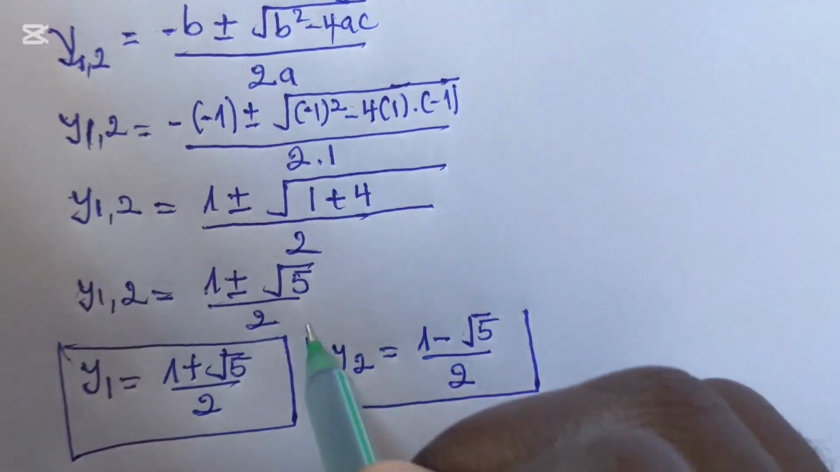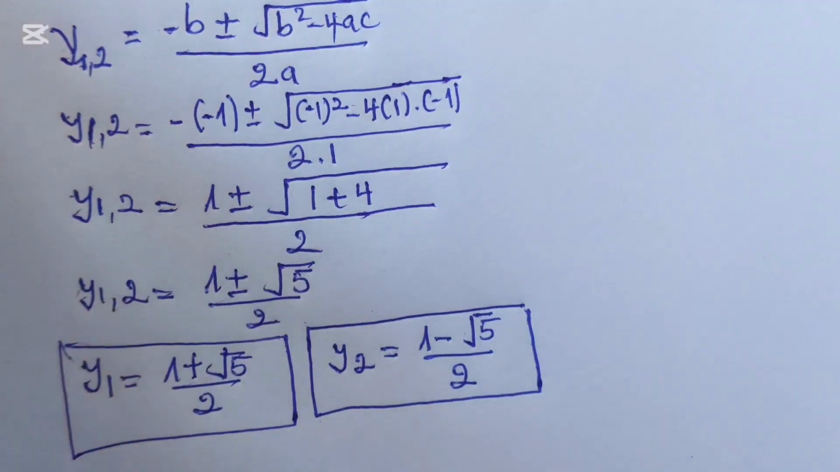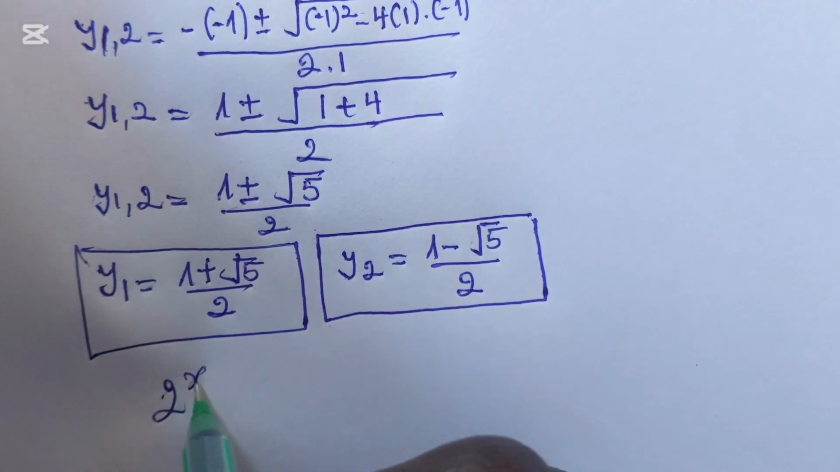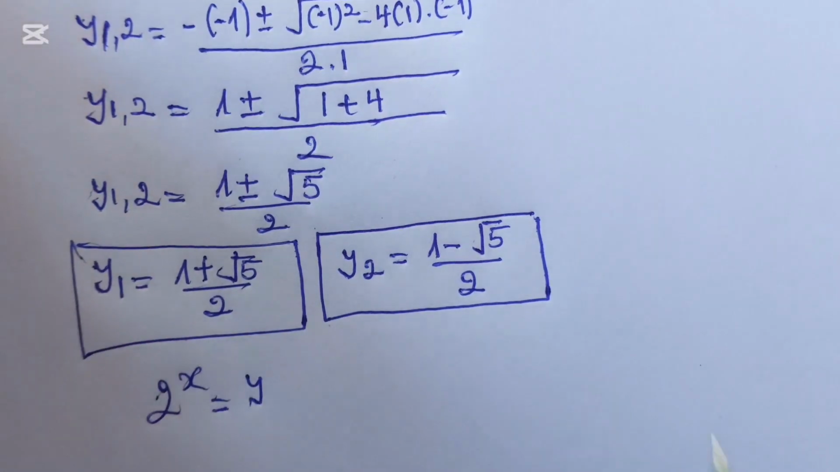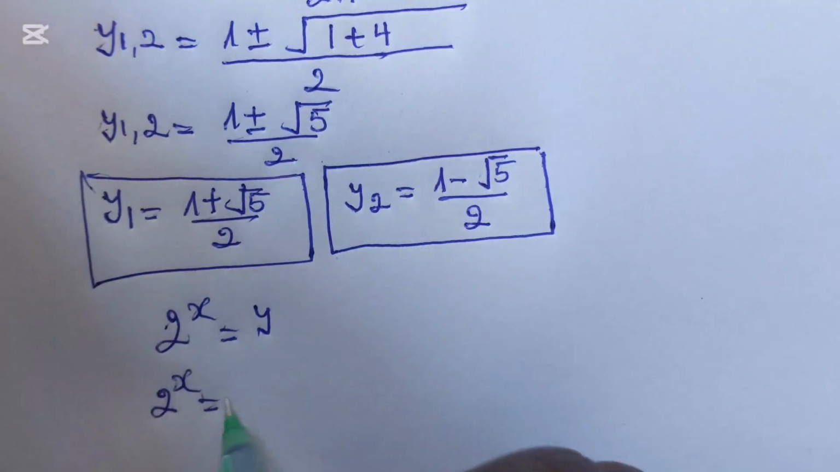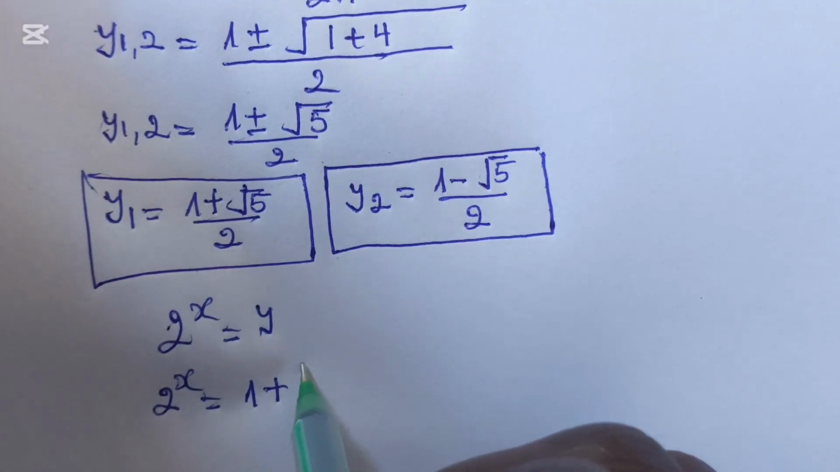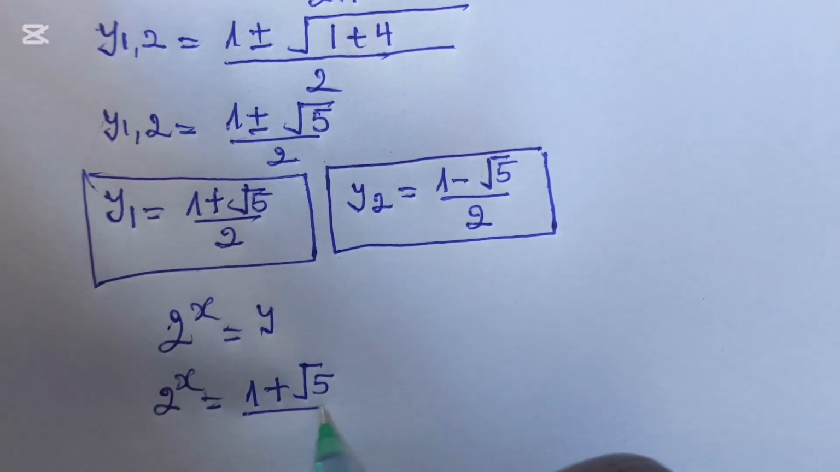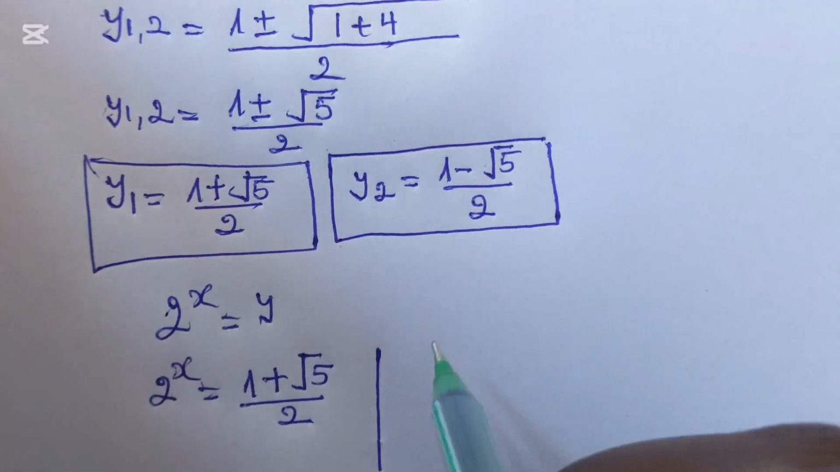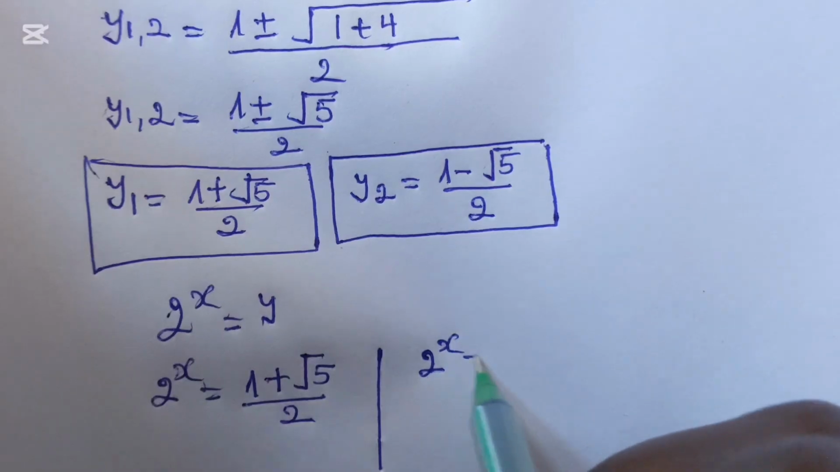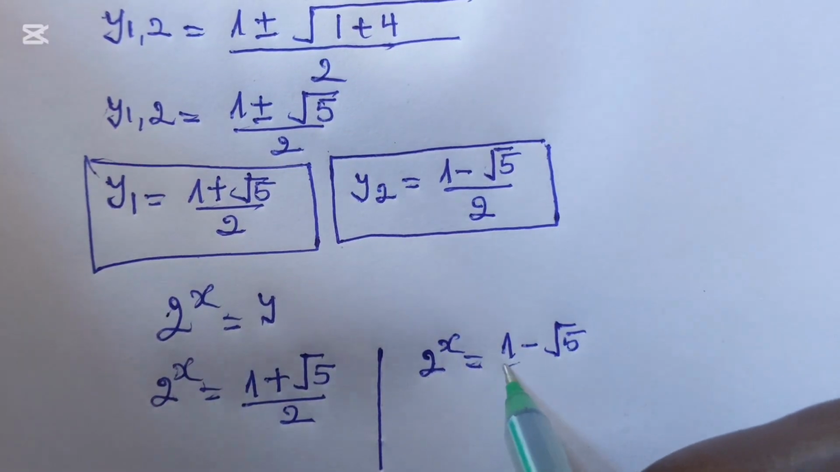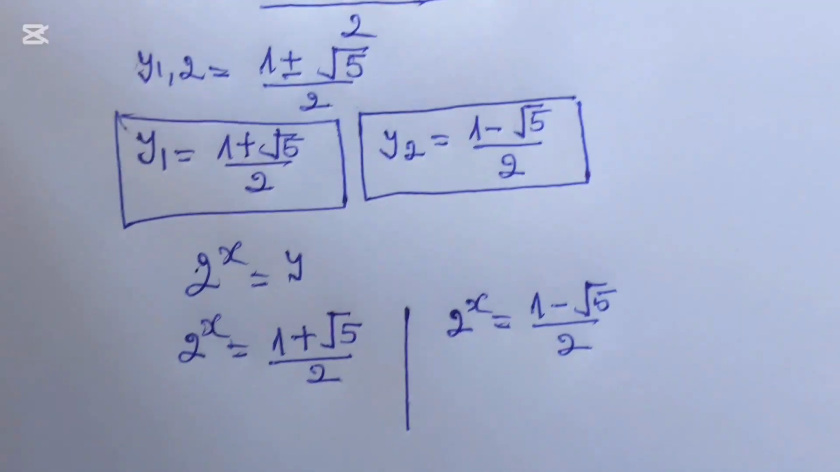Okay, then because we know that 2 to the power of x equals y, our 2 to the power of x will be 1 plus square root of 5 over 2. And we have another 2 to the power of x to be equal to 1 minus square root of 5 over 2. Let's deal with this.